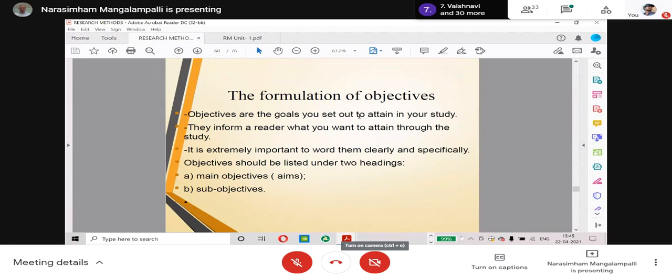So objectives are the goals you set out to attain in your study. They inform a reader what you want to attain through the study. It is extremely important to word them clearly and specifically. Objectives should be listed under two headings: main objectives and sub-objectives. So this is what has been done in the thesis I have shown you.